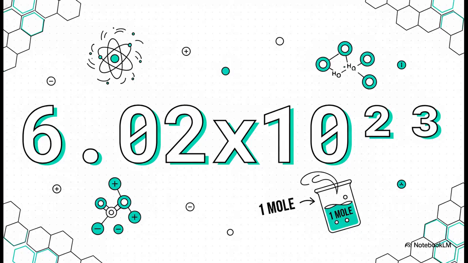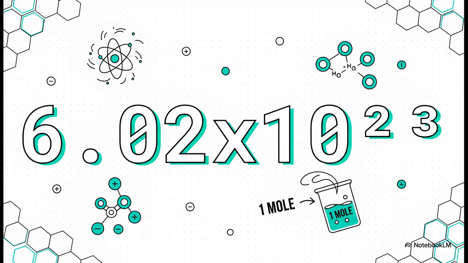Just take a second to look at that number. It's called the Avogadro constant, and it is gigantic. That's a 6 with 23 zeros after it. That's how many atoms or molecules you'll find in just 1 mole of a substance. It's the magic number that lets us connect the invisible world of atoms to the grams we can actually weigh out in a lab.